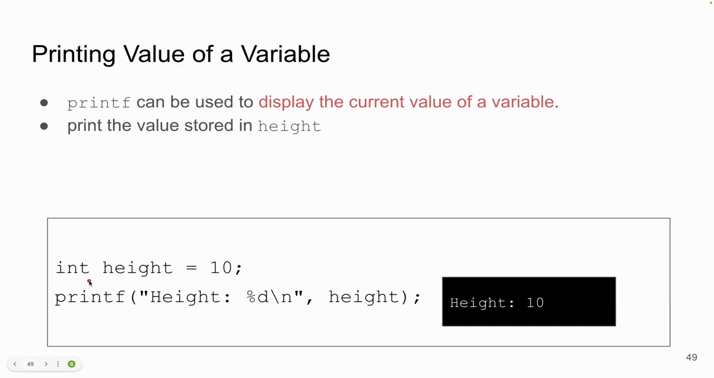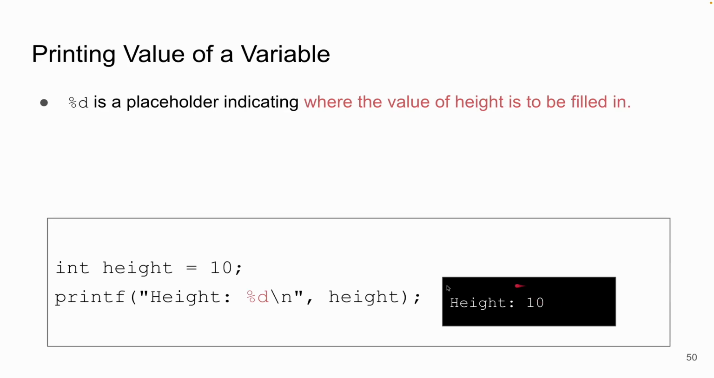So here is the example of how we can print the value stored inside the height variable. Here we need to declare the height variable first like this, and we can actually initialize the value at the same time. So we assign 10 to height. Then I use a printf to print out the value stored inside height. And this is what the outcome looks like. So let's check out the detail inside the printf.